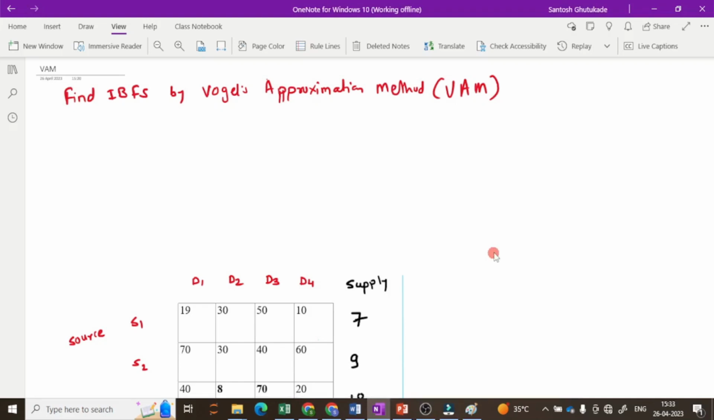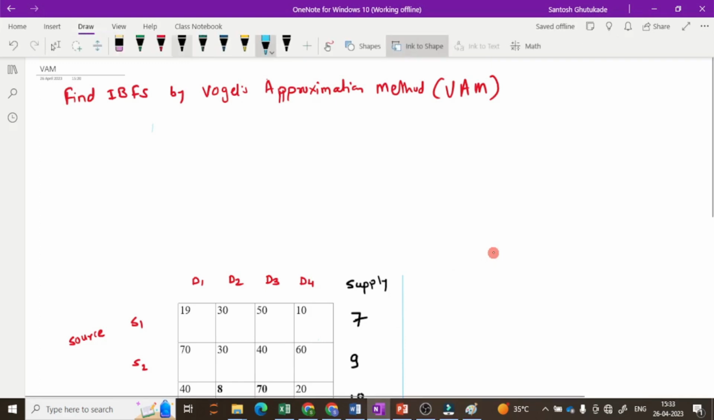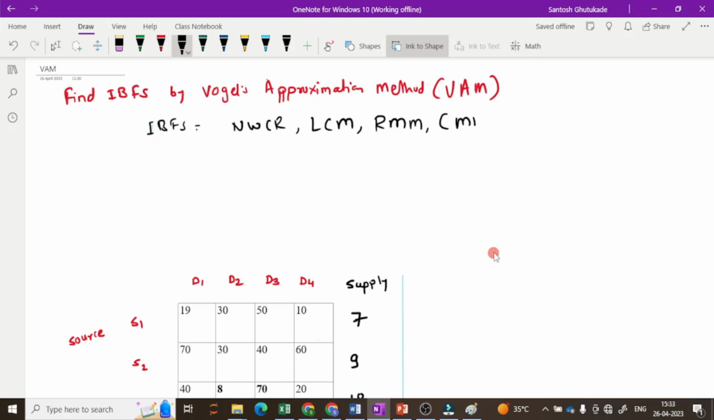Hi students, in the last lecture we have seen the different methods of an initial basic feasible solution. So they are the northwest corner rule or northwest corner method, then least cost method, then row minima method and column minima method. These methods we have seen in the last lecture.